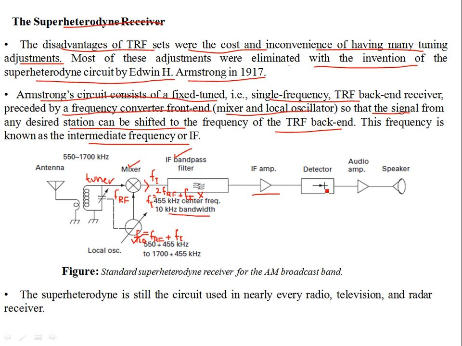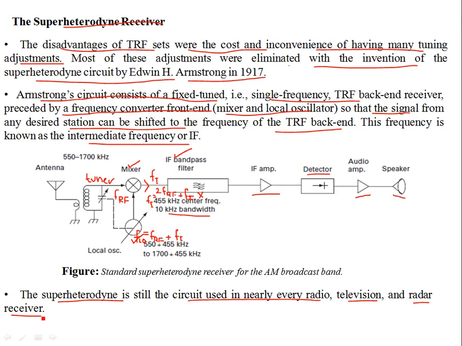Okay, so there is an IF amplifier before the detector to give the detector an appropriate level of input signal for envelope detection. And then after demodulation, of course, you have the audio amplifier to run the speaker. Okay, so the superheterodyne circuit is still the circuit used in nearly every radio, television, and radar receiver.